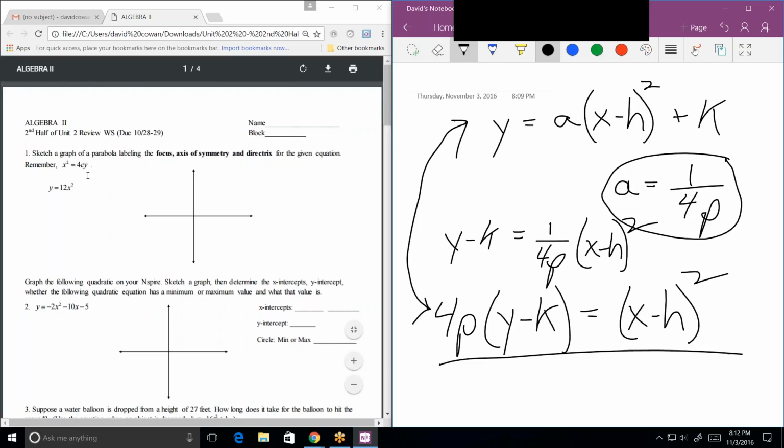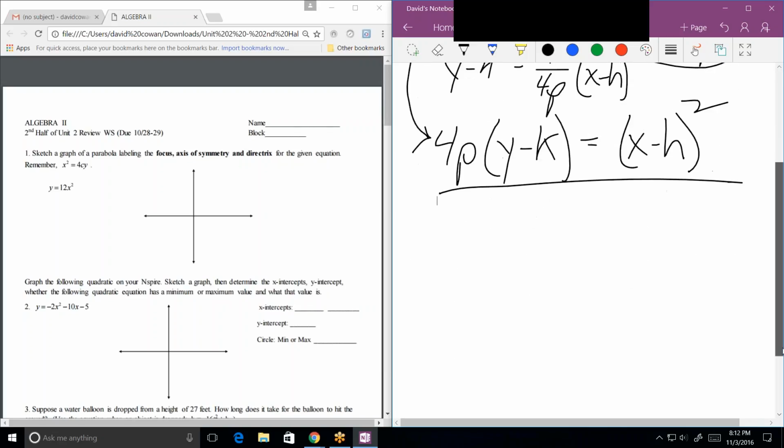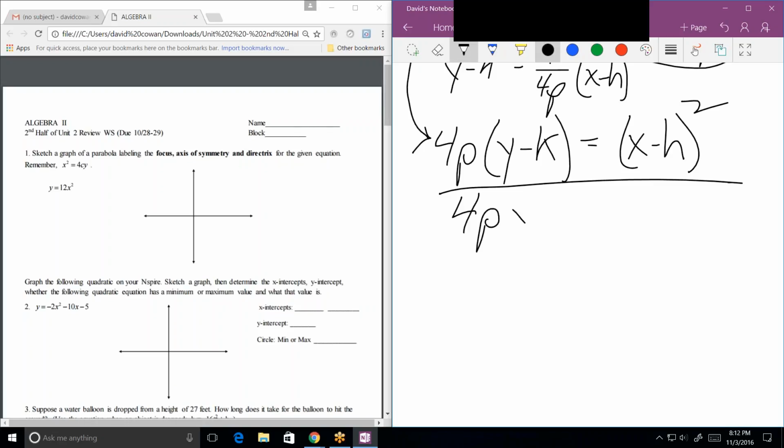All right. Well, first of all, in this problem, k and h are 0. So the format for this particular problem is 4p times y equals x squared. Now, what are we looking at? We're looking at y equals 12x squared. Well, I need to figure out what p is. So let's divide both sides by 12. So we have 1/12 y equals x squared.